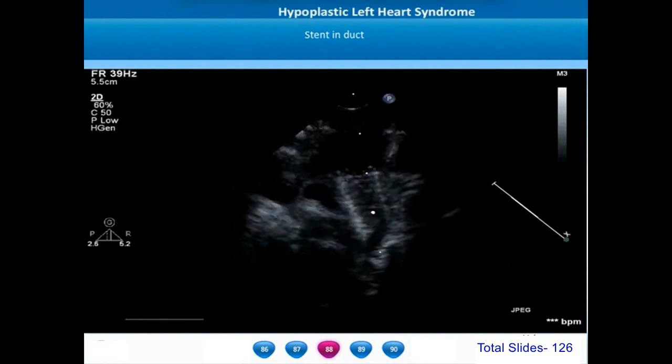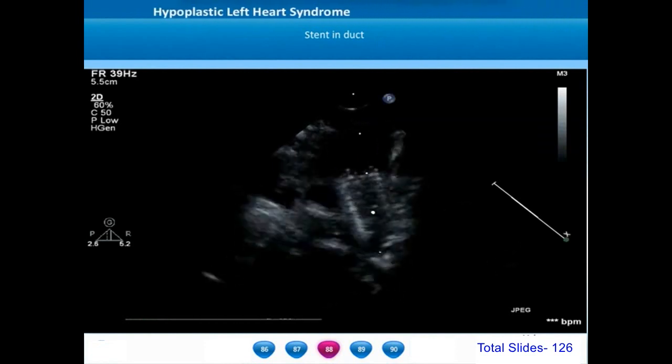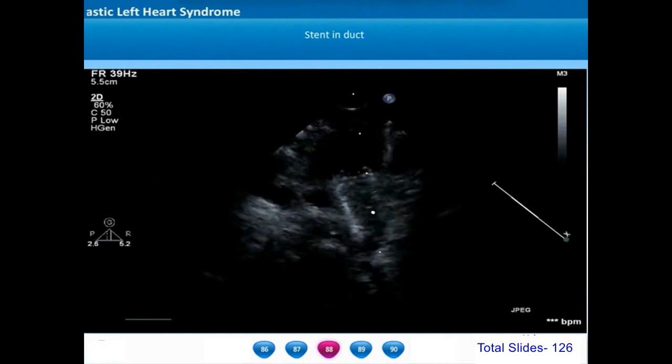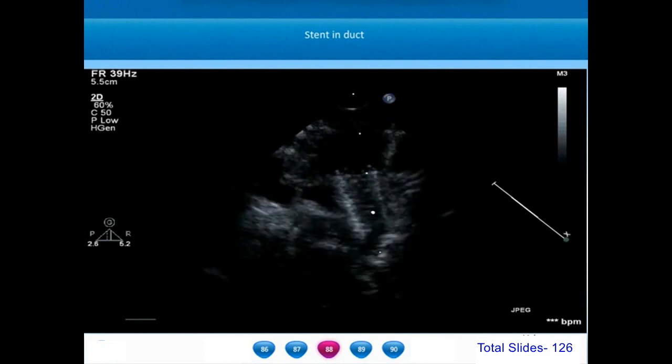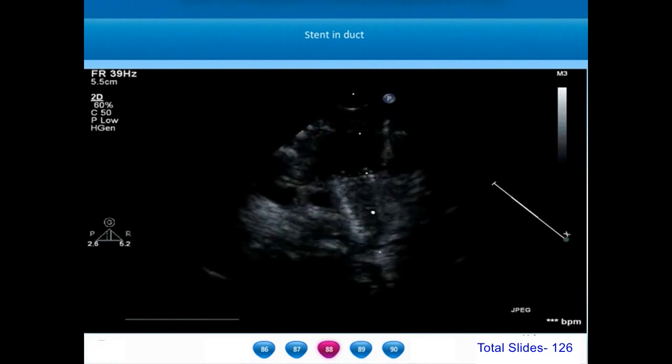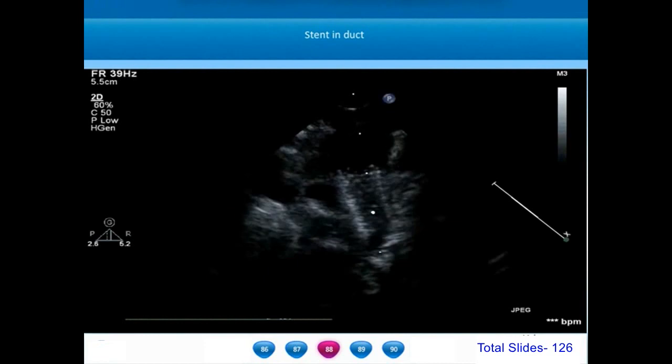The ductal stent is shown in this short axis view. The size of the ductal stent has to be large enough to accommodate the entire systemic cardiac output. Ideally, the stents are around 8 to 9 millimeters in diameter.